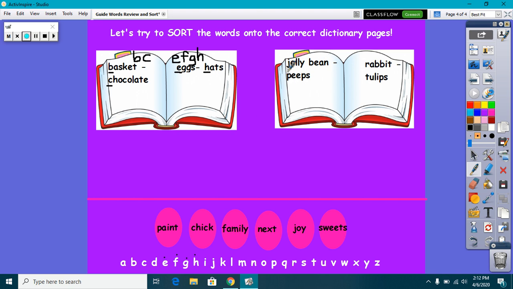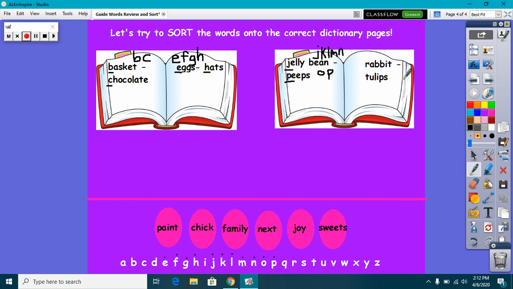Okay, this page, we're going to have words that start with J. But I know peeps starts with P. There's some letters in between J and P. So let's look at our alphabet. J, K, L, M, N, O, and P. Oh, that's a lot of letters. So this page is going to have a lot of different words on it. J, K, L, M, N, O, and P. Okay.